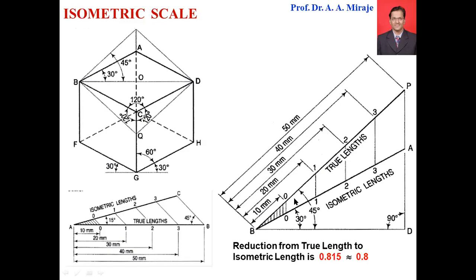Now this angle is 15 because this angle is 30 with the horizontal and this angle is 45. The difference of the two is 15. From this you draw vertical lines. Then this length is reduced. If this length is 50, then this particular length is coming as 40. It reduces by 0.8, which you can check.